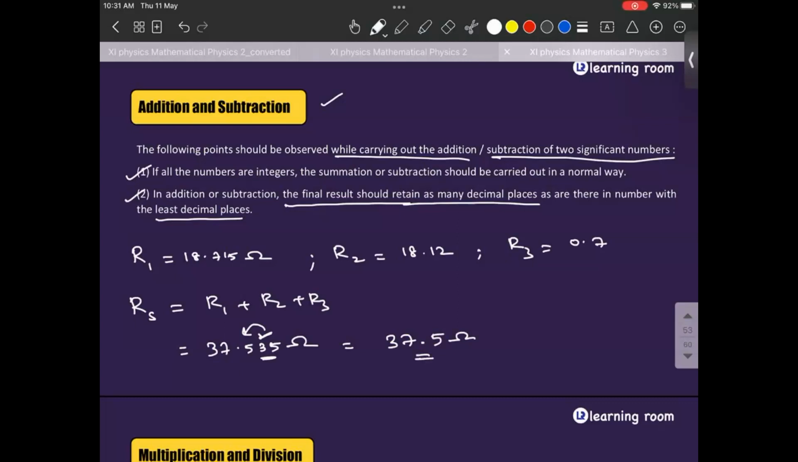Are you able to understand that? The result should retain as many decimal places as the least decimal places of the readings that are given to you. Are you able to observe the real-time application of it? Yes, sir. Tell me, if there are two numbers with decimal places and one number without any decimal places, just an integer, then what should you do? Then you should report only the integer number.